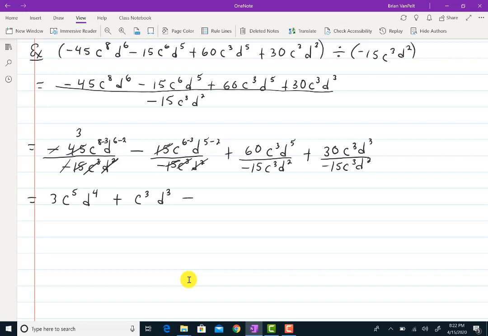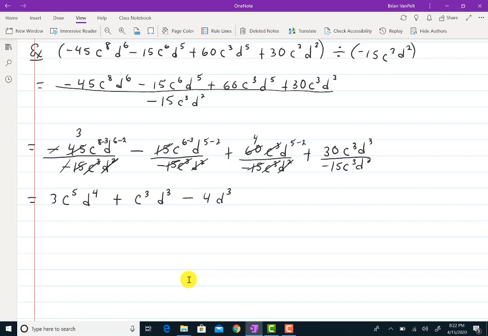And then the next one's minus. 15 goes into 60 four times. The c cubes completely cancel. D squared goes into d to the 5th, and so I have 4d to the 3rd. Yep, I think that's it.